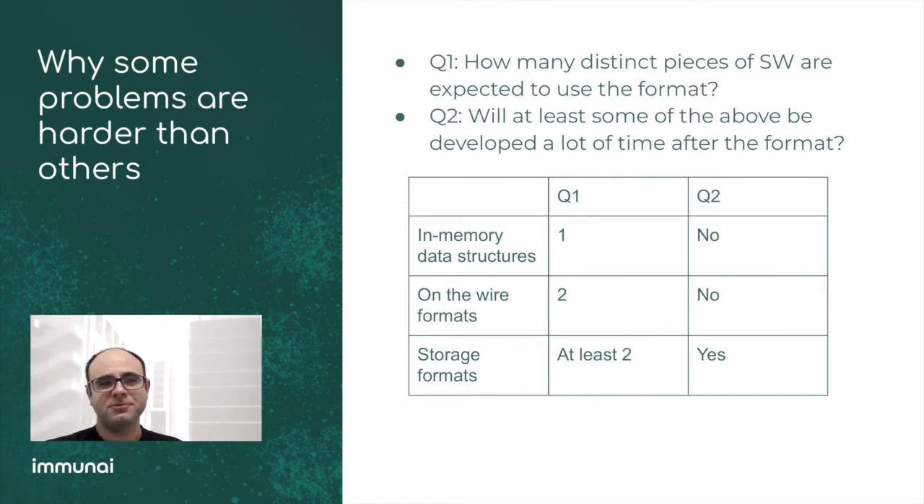So, before I close the schwung chapter, I wanted to present a certain generic perspective on why it was a bad kind of decision. And it's really about two questions that I should have asked and did not ask in that specific case. Question number one is, how many distinct pieces of software are expected to use the format? Question number two is, does that software exist at the time of us developing the format? So let's consider several cases.